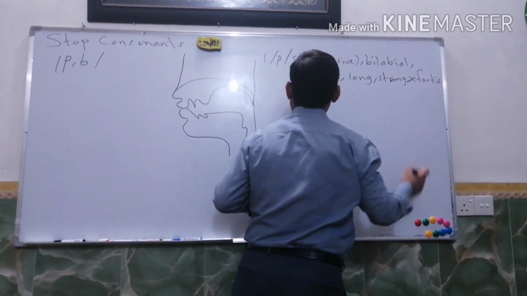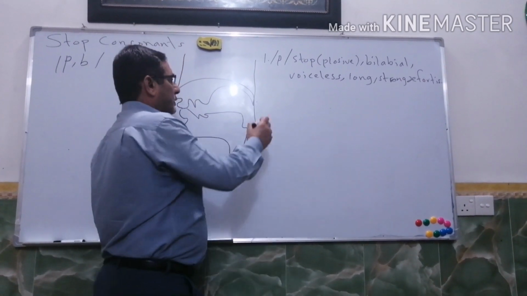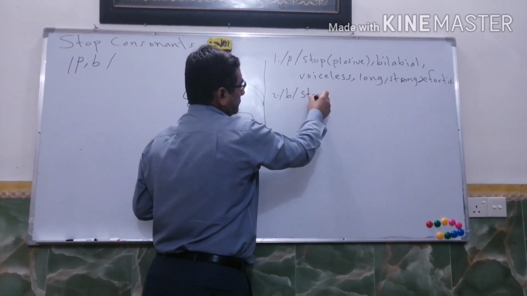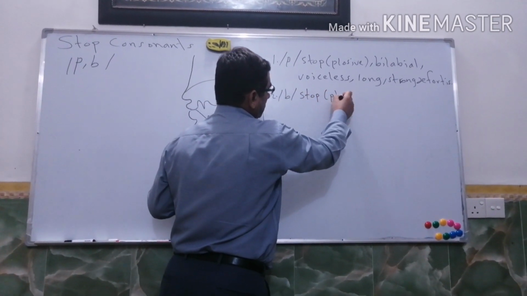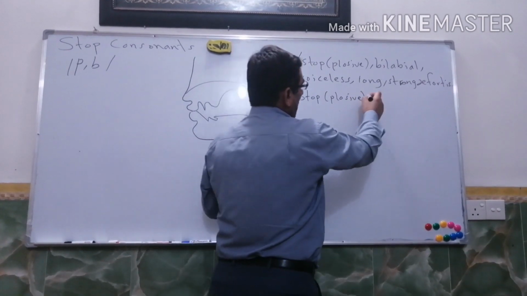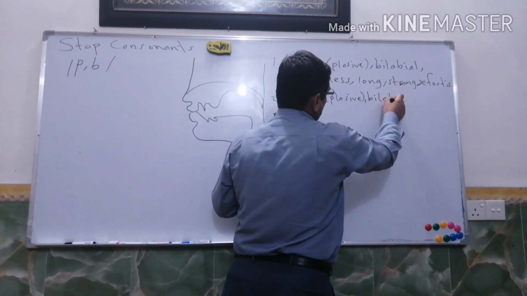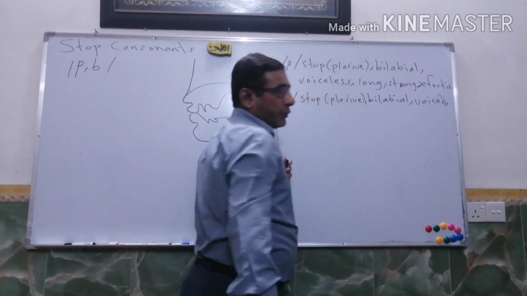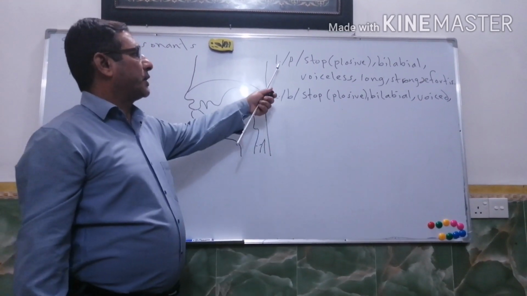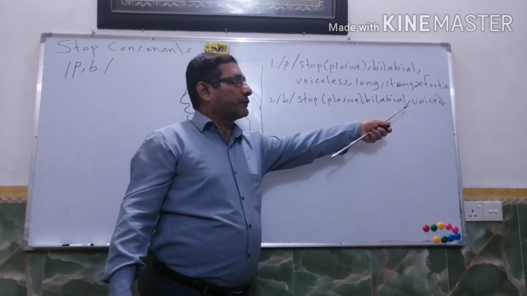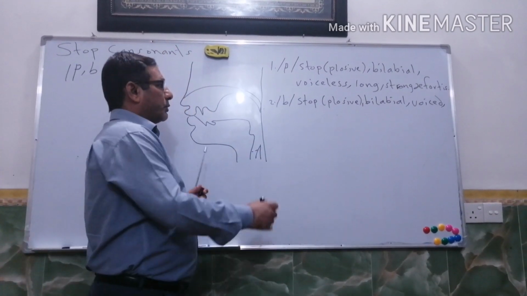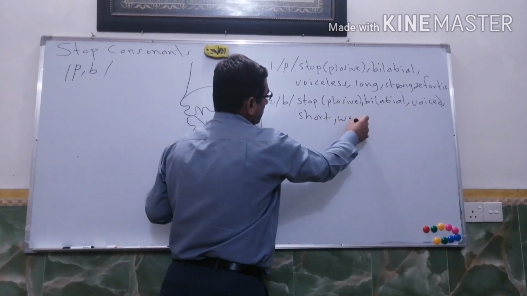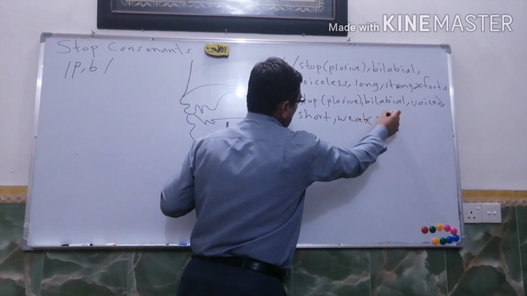Describe b, the second one. What do we have here? B. We say it is also a stop or plosive, and also bilabial, but it is voiced. Like p, here we have p voiceless, but b voiced. Now since it is voiced, it will be short, weak, and lenis.